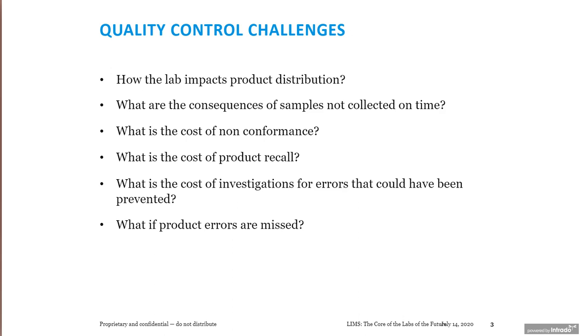What are the consequences of samples not collected on time? How do you explain a missed stability pull or a missed environmental monitoring sample collection? What is the cause of non-conformance? How many people are involved in a non-conformance? What is the cost of a product recall? As you know, it could be millions. What is the cost of an investigation for errors that could have been preventable? And what if the product errors are missed and the product gets out of the door?